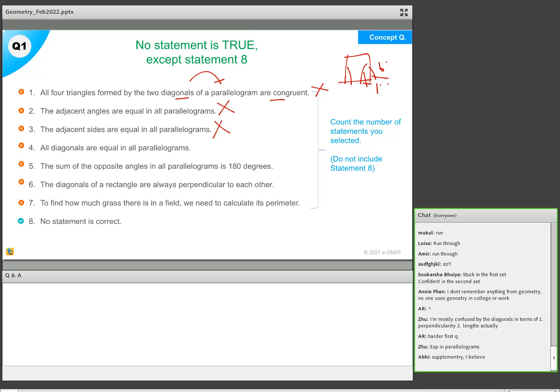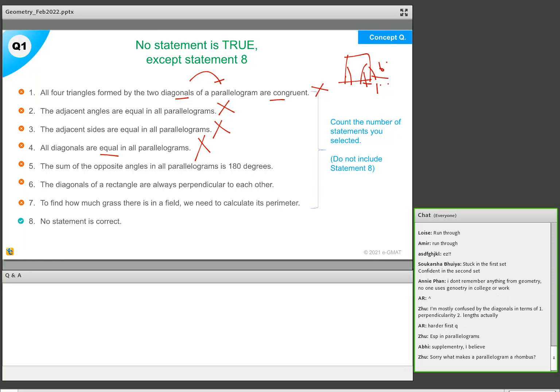All diagonals are equal in a parallelogram? Absolutely not. The diagonals are equal in squares and rectangles, not in parallelograms and rhombuses. Don't worry if this feels like, okay, how do you know? These are things that you eventually know once you go through the course, once you go through some theoretical aspects of the quadrilaterals.